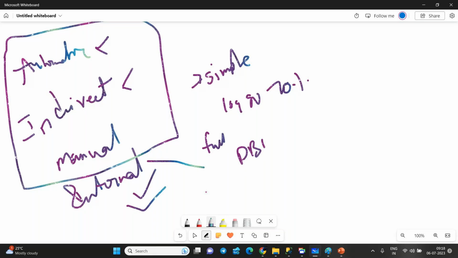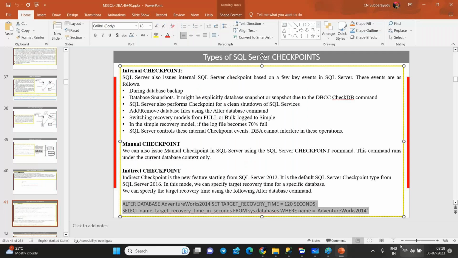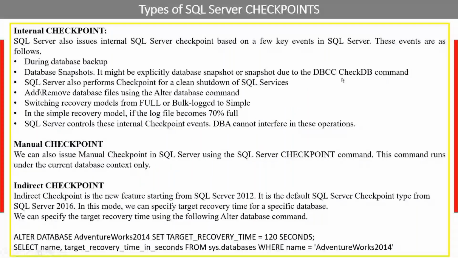Mostly people who are starting their journey don't know what the simple recovery model is, what a full backup is, what CHECKDB is, what database snapshots are. So whenever you are performing certain operations, like taking backups, taking a snapshot, running DBCC CHECKDB, altering the database files, switching the recovery models, SQL Server will trigger the internal checkpoint, for the safe side. Hope you are getting it.